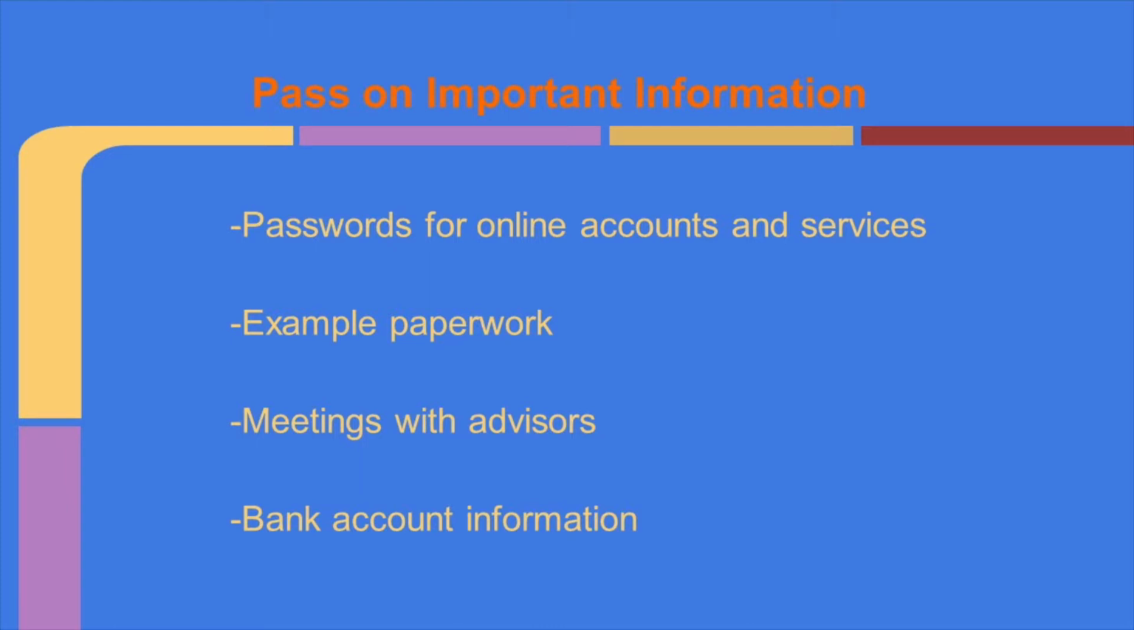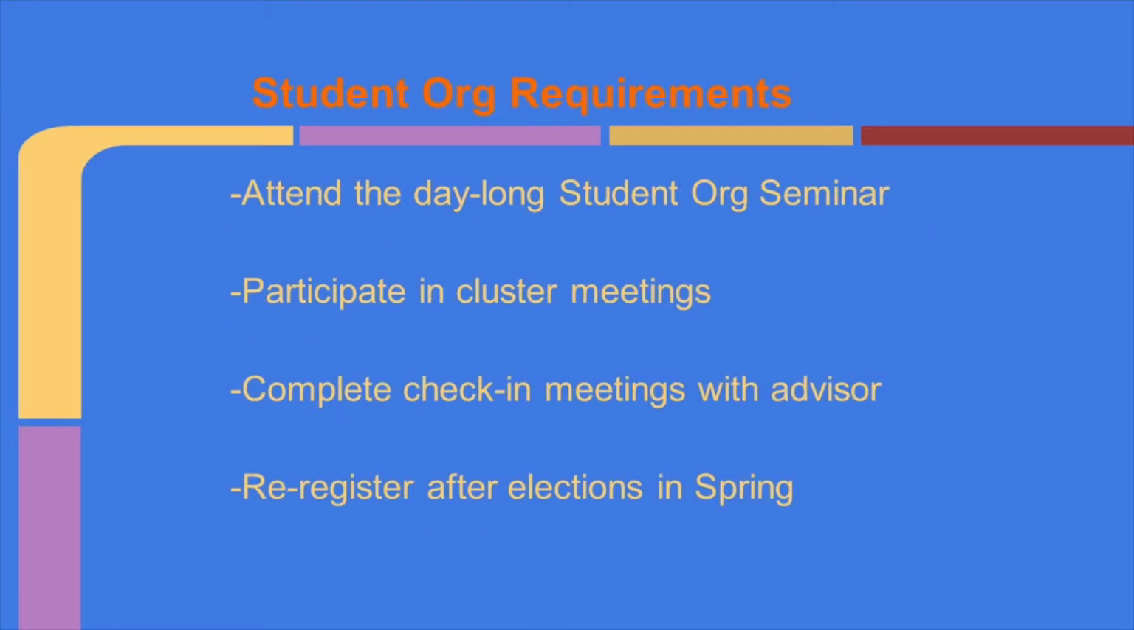Something else that sometimes gets lost in the transition is what exactly Student Life requires of clubs. Firstly, we have a day-long conference during week 0 of each fall quarter called the Student Org Seminars, formerly called Student Org Retreats. It's required to send 1 rep from each club to the day specifically designated for your cluster or category. Secondly, we have meetings throughout the year called cluster meetings for all the groups in your category.